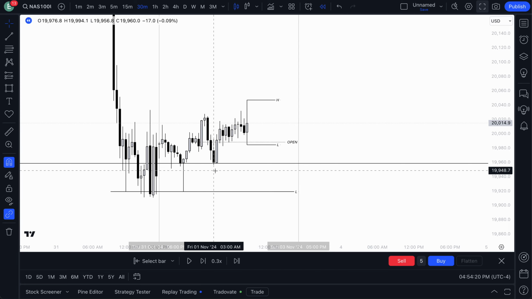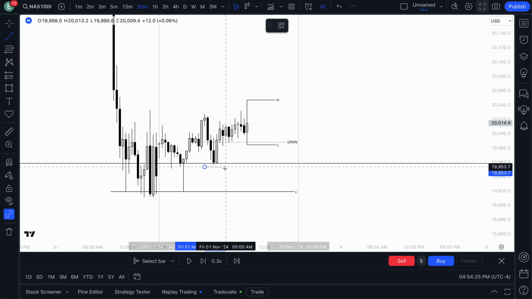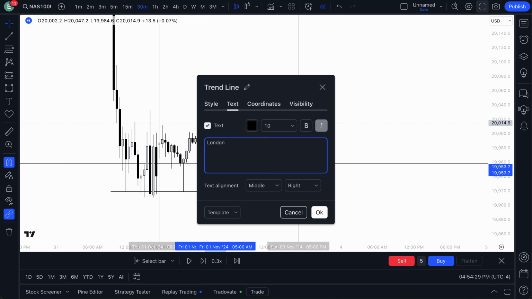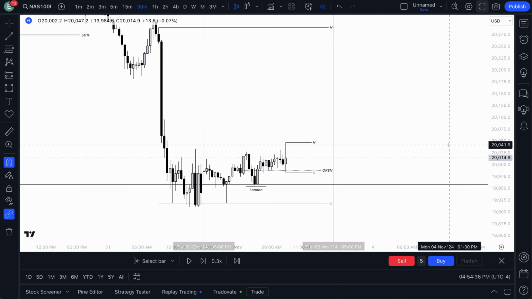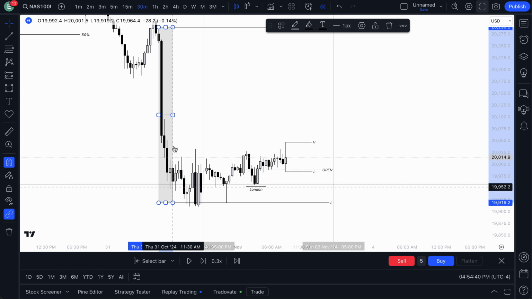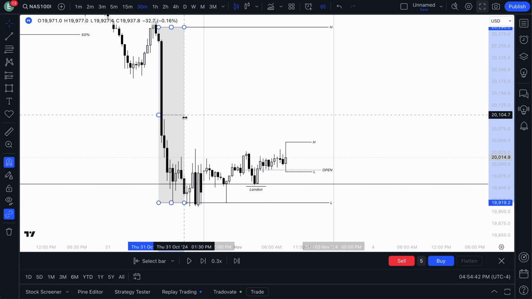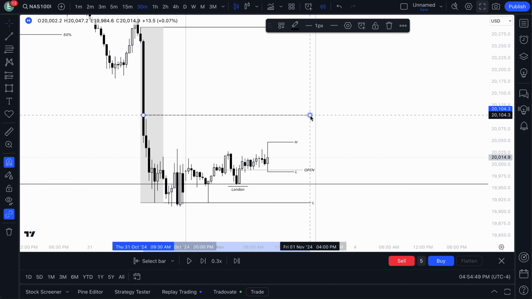And we can see that 3 a.m. London session put in what I would consider the low of the day, because we have this range right here. Four-hour range. Mark out the 50%. So these are our targets.